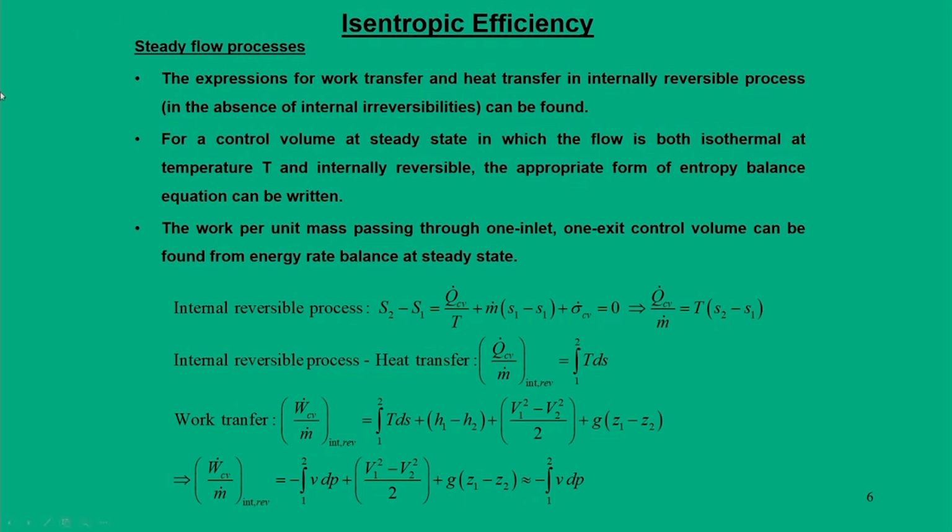So, for a control volume at steady state, in which the flow is both isothermal at constant temperature as well as internally reversible, appropriate entropy balance equations can be written. Obviously, we also know the work or heat transfer per unit mass through a one inlet, one exit control volume. That means energy balance equations can be written.